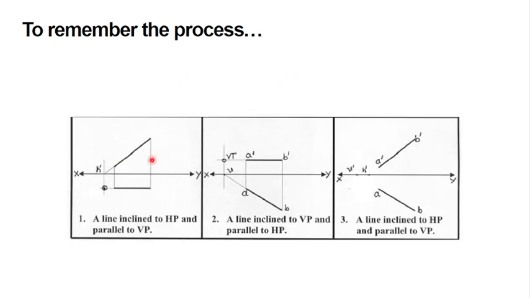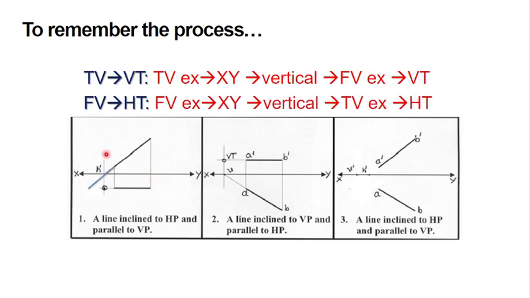Now in this case, correct, here the line is inclined to HP and parallel to VP, so this is going to be the front view. In front view also the same procedure. So TV gives VT and front view gives HT, correct? So extend the front view till XY line, okay? Then draw the vertical from the intersection. This vertical will be intersected by the front view extension. You are going to get a point. This point is what? Since we have started with the front view, we are going to get HT.